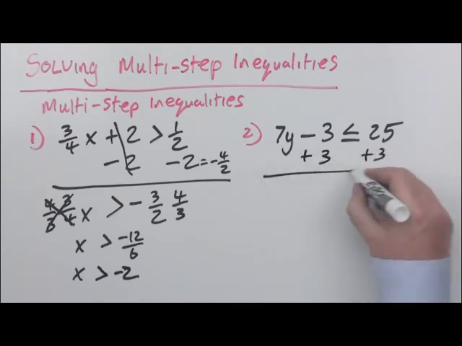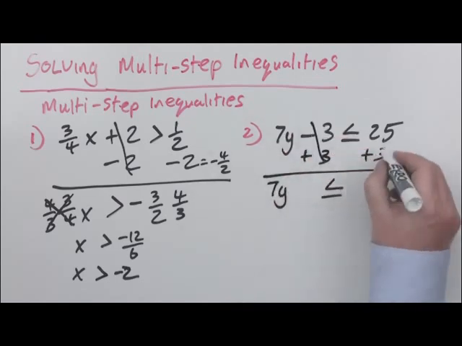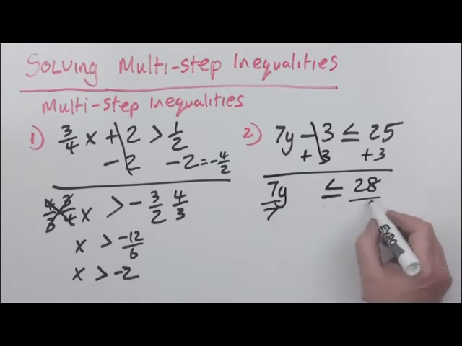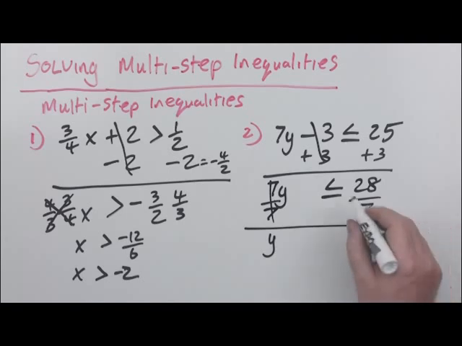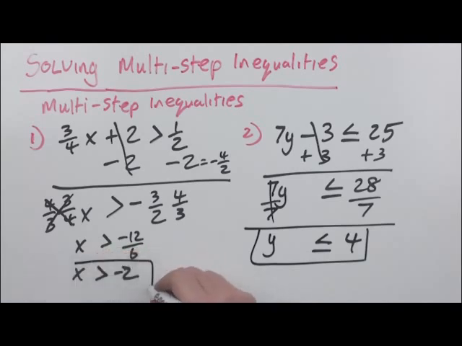I'm going to add 3 here to both sides. Less than or equal to 28. Divide by 7. Let's see, that's canceled out. Y is less than or equal to 4. Great. Put a box around both our answers, and let's look at the next one.